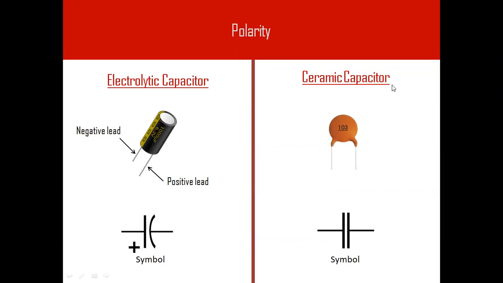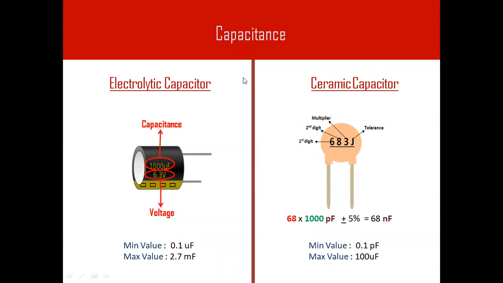Ceramic capacitor has no polarities mentioned because it falls under non-polarized capacitor. The symbol of ceramic capacitor looks like this. The second difference is in terms of capacitance.